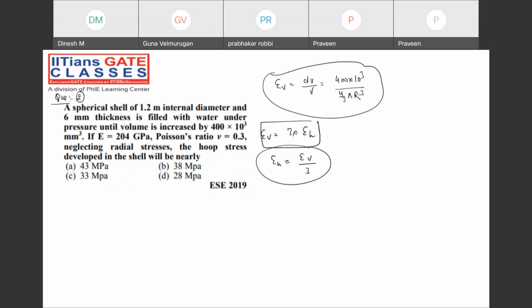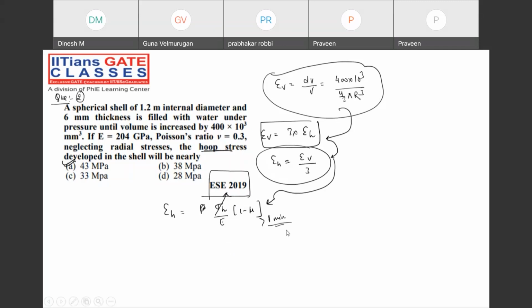Once you get the hoop strain, you know the formula for hoop strain, that is sigma h divided by E into (1 minus mu), right? So from here, my dear friend, you can calculate the hoop stress. Understanding my point? Answer will be A. All of you are getting my point or not? The procedure which I am telling you right now. But the important thing is that to get the answer, you must be very sharp and very fast in calculation between these steps. Otherwise, it will exceed 1 minute. Understanding?